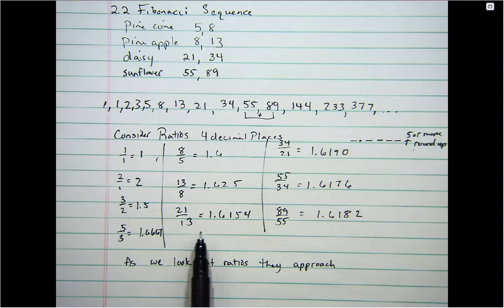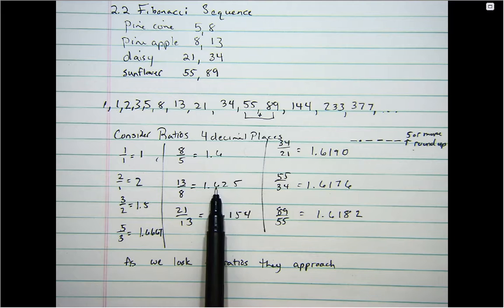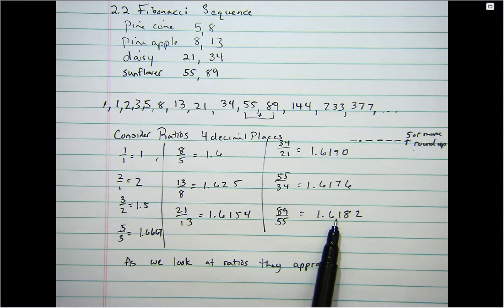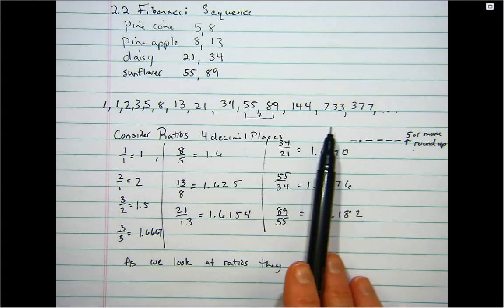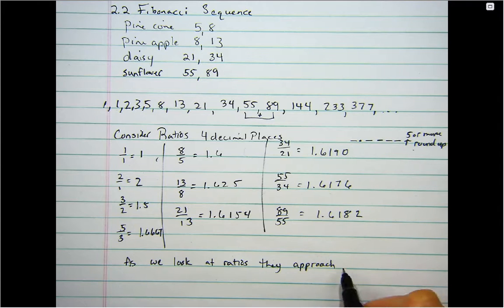Well, let's see. After 5/3, we start getting a 6 in the first decimal place. And then after 21/13, we get a 1 in the 100th decimal place. And then that stays. If we wanted to see what the third decimal place is, we could keep doing more of these, and we'd get a number that stays constant in the third decimal place. We could do that for as many decimal places as we want, because this ratio approaches a number that has a name.